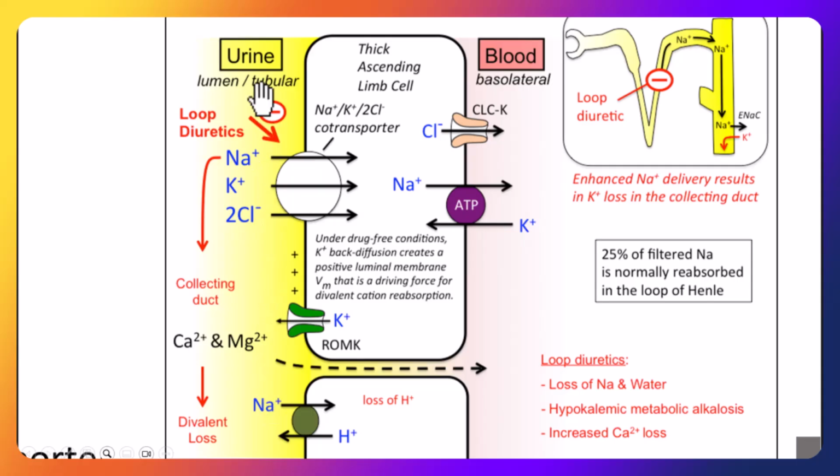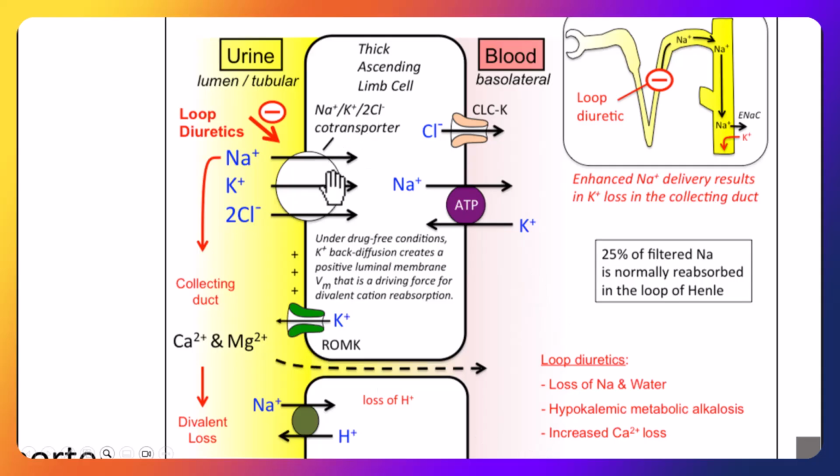Again, here's the lumen of the tubule and the nephron. So this here, it's like the inside of a hose. Then this is the lining of the hose, which are the epithelial cells of the tubule. And then this is the blood.